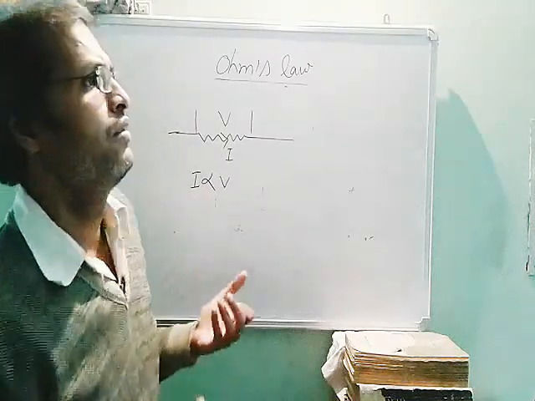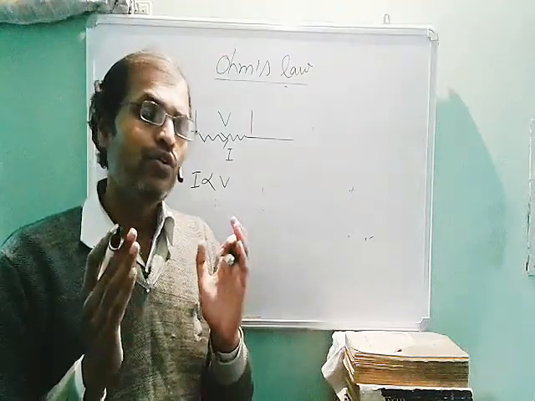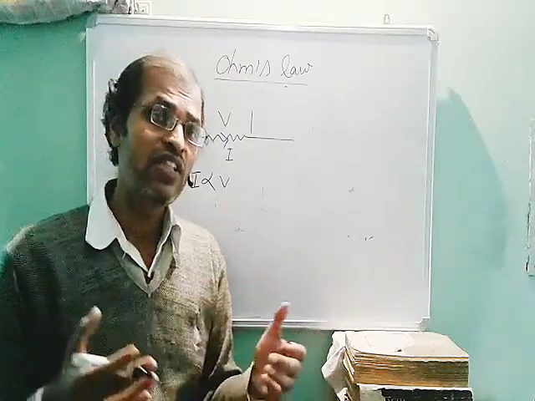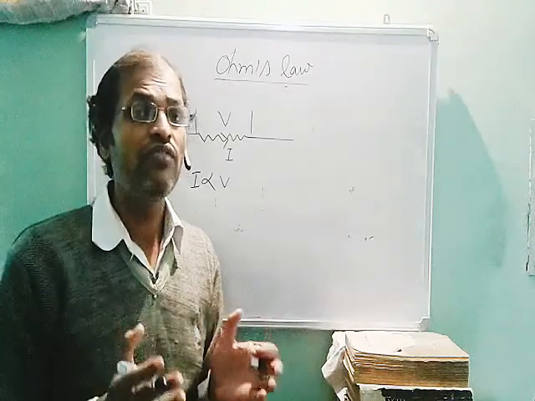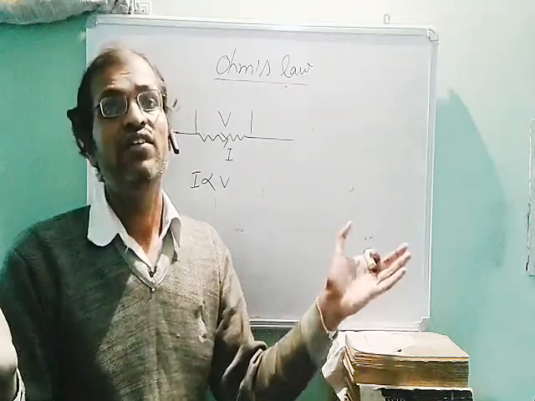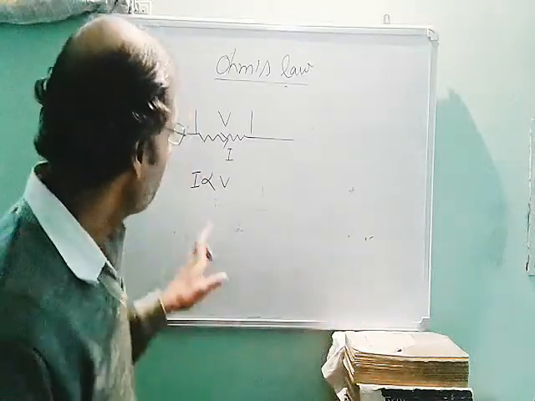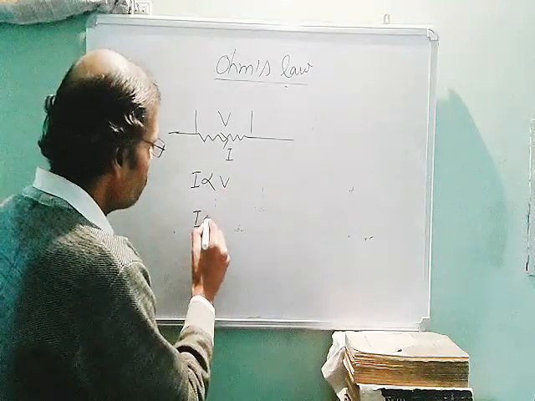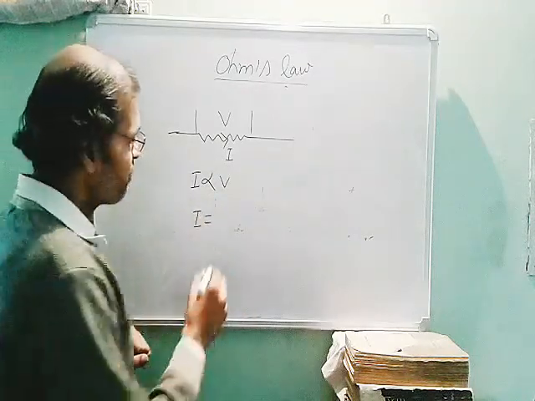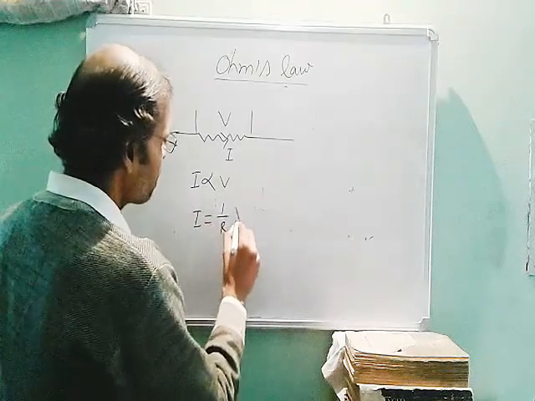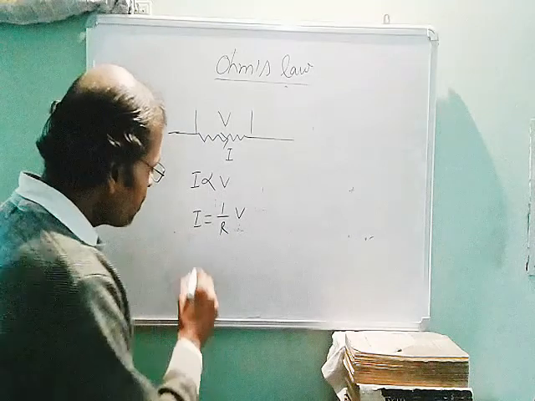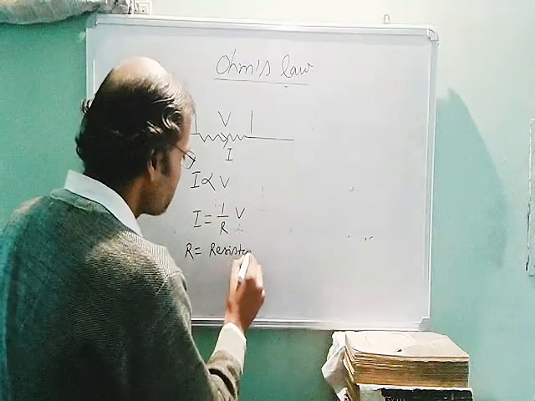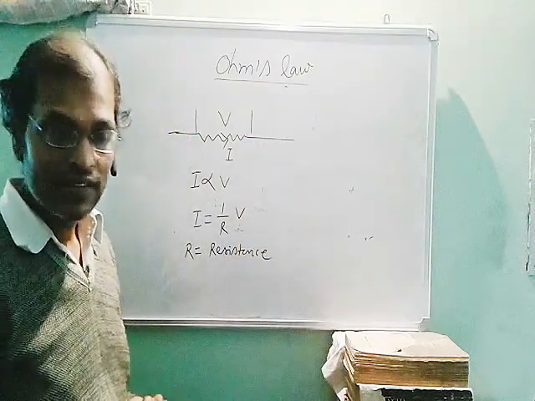Okay. You can see that two dry cells are used in some torches, and in some torches 3 cells are used. And the torches in which 3 cells are used, the intensity of light is greater. So I is directly proportional to V. If V is more, I will be more. To remove the sign of proportionality, we need a constant. The constant will be 1 upon R. R is called resistance.